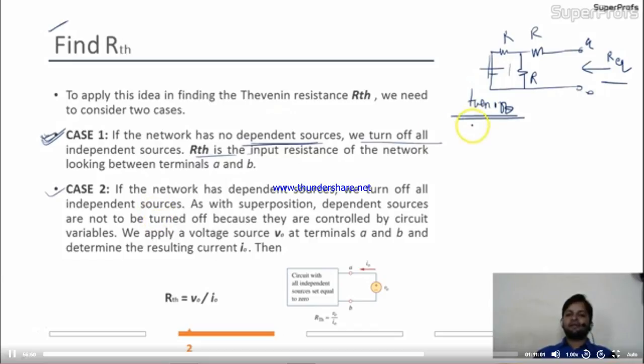But friends, if instead of independent sources we are having dependent sources, we can't turn them off.